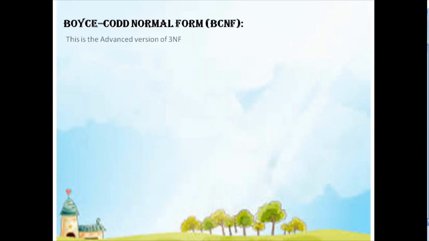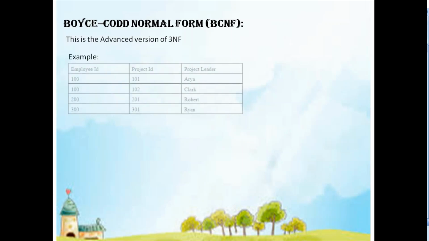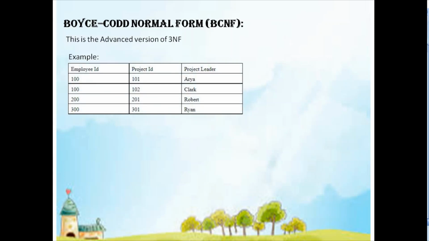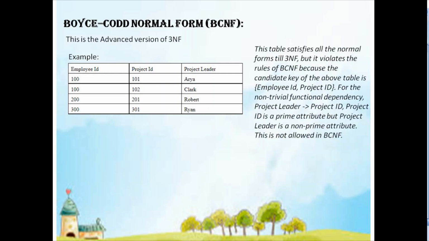Boyce-Codd normal form. This is the advanced version of 3NF. Let's directly understand the example. We have a table containing employee ID, project ID, project leader. The table satisfies all the normal forms till 3NF, but it violates the rules of BCNF because the candidate key of the above table is employee ID, project ID.